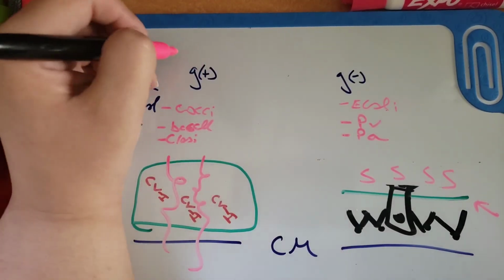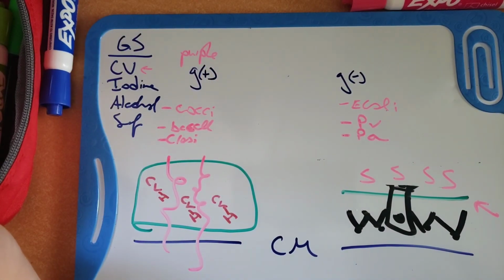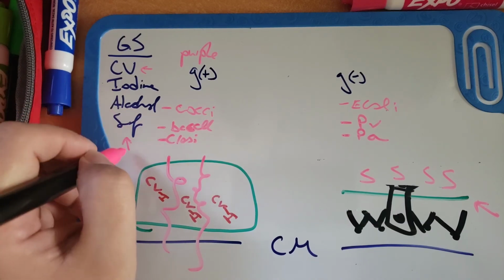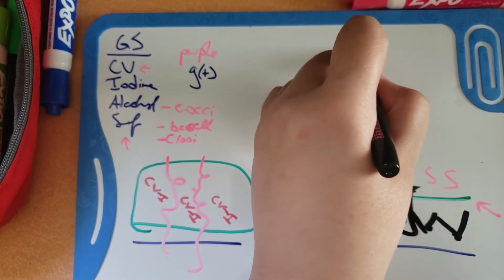So the gram positive will be purple because crystal violet is a purple color, safranin is a pink color, and the gram negatives will be pink.